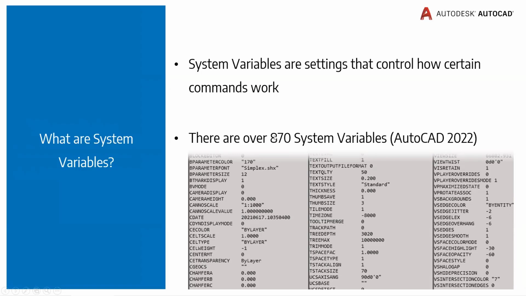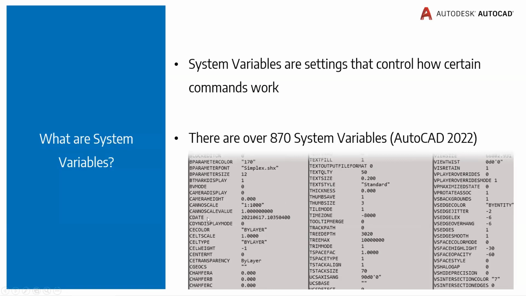The basic system variables in AutoCAD 2022 are generally the same as in BricsCAD. So if you're using BricsCAD rather than AutoCAD, this class should help you as well, as it should be interchangeable. There are some sample system variables on screen here at the moment. We've got visRetain set to 1, thumbsave set to 1.